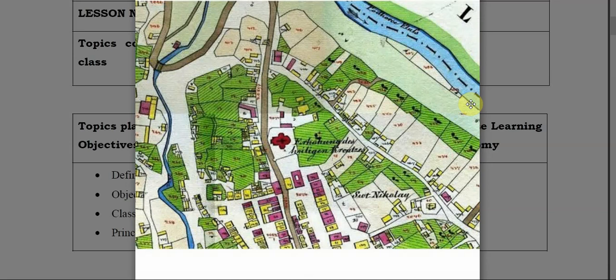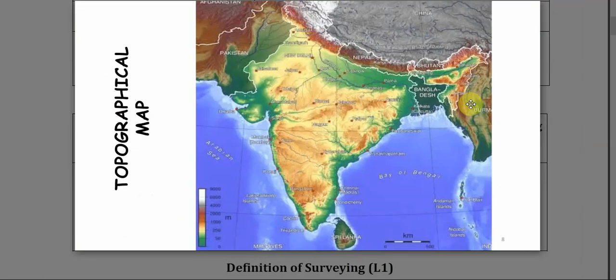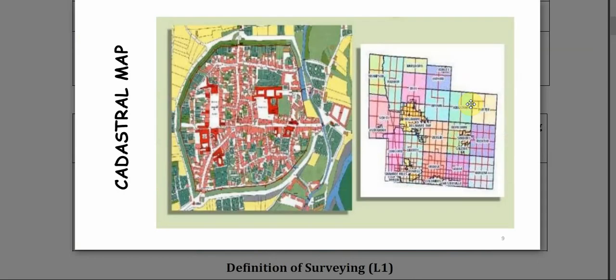Cadastral map, it shows all the boundaries of the property lines. It is very important when you are buying a land or an agricultural field, when you are constructing a layout, etc. This is one more example of a cadastral map. It shows different plots. So cadastral map, it shows the boundaries of properties.